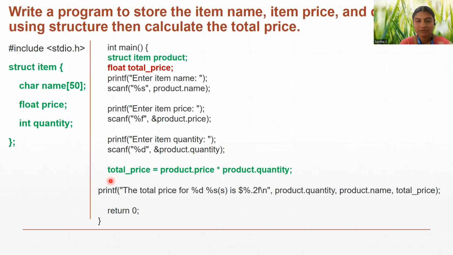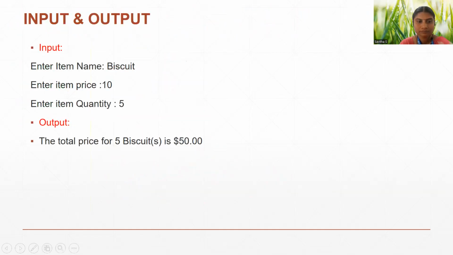Now we are calculating the total price of the product in the total price variable: product dot price into product dot quantity. Finally, we are printing back the output. Now let's see the output. First we are reading the input: enter the item name, biscuit; enter the item price, 10; and enter the item quantity, 5. So 5 into 10, 50 will be the output. Now we are printing back the output. The total price for 5 biscuits is $50.